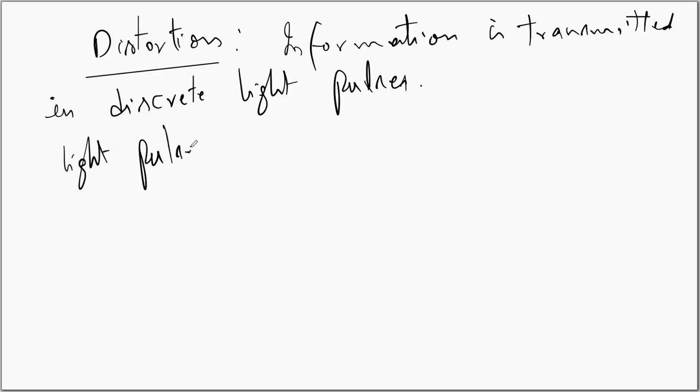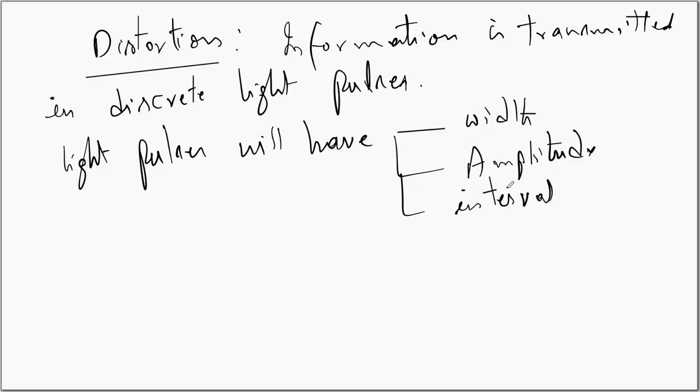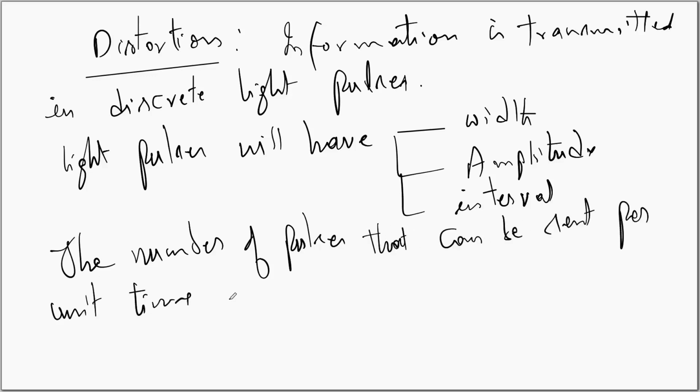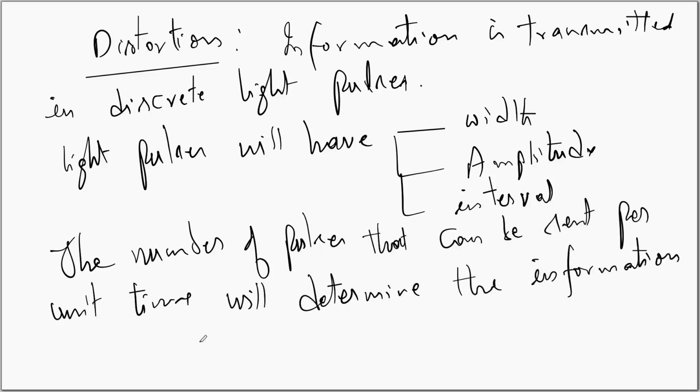The light pulses will have three parameters: width, amplitude, and interval. The number of pulses that can be sent per unit time will determine the information capacity of the fiber. A train of light pulses will have three parameters. First one is the width of the pulse, secondly the amplitude of the pulse, thirdly the interval between the pulses.